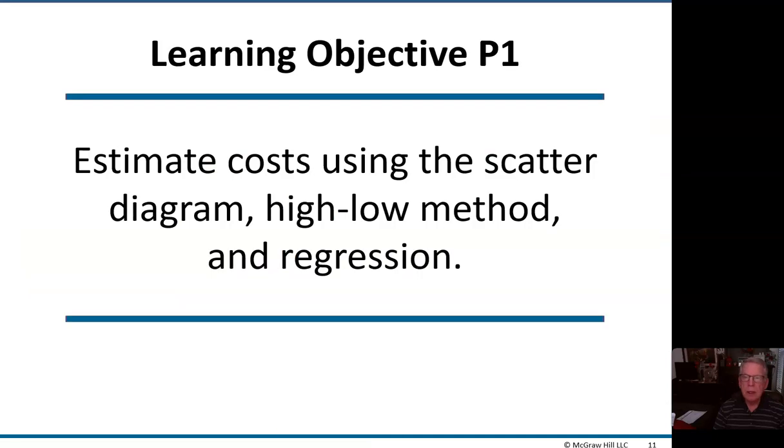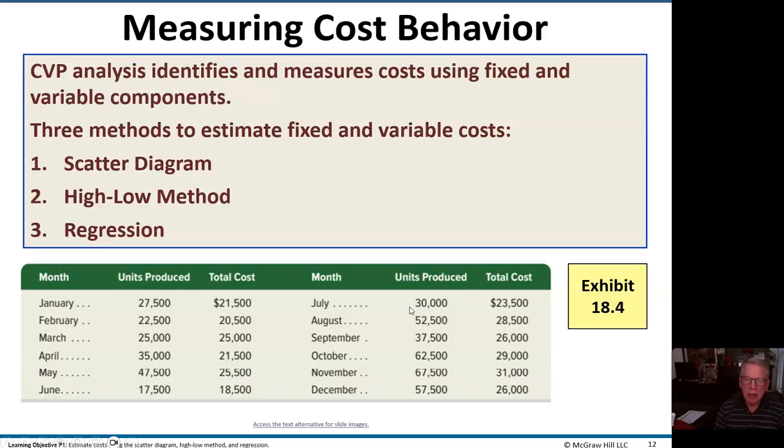Okay, so let's estimate costs using the scatter diagram or high-low method and regression. Here, we're going to look at a CVP analysis and identify and measure cost using fixed and variable components. And how do we do that? We use three methods: a scatter diagram, a high-low method, or a regression analysis.